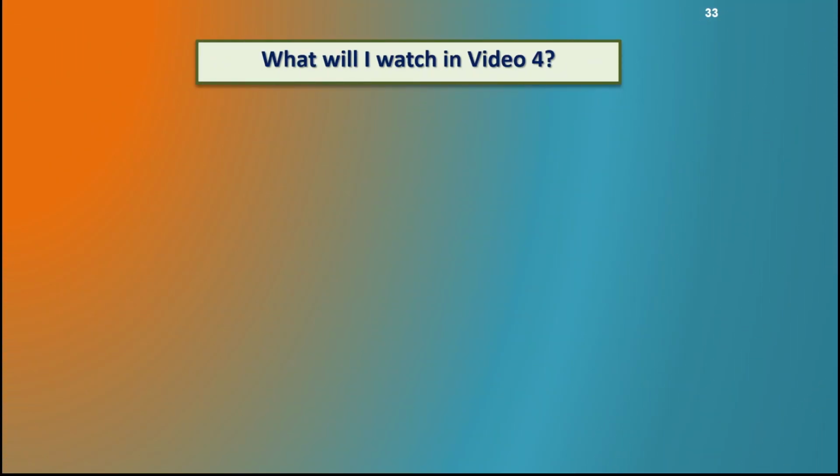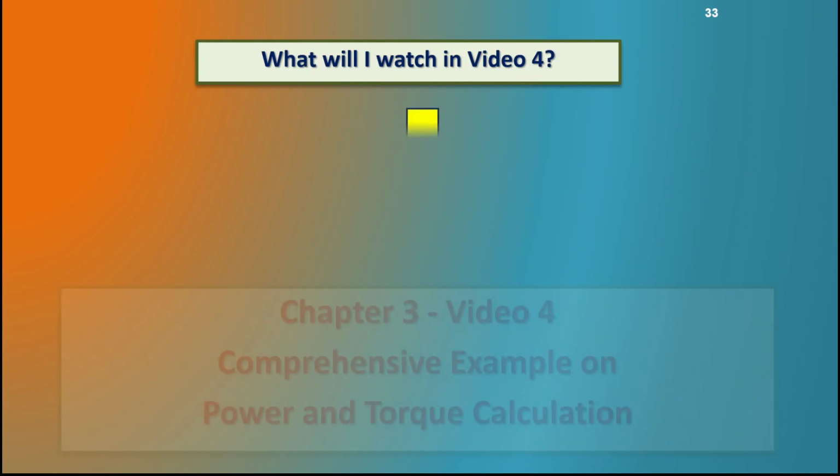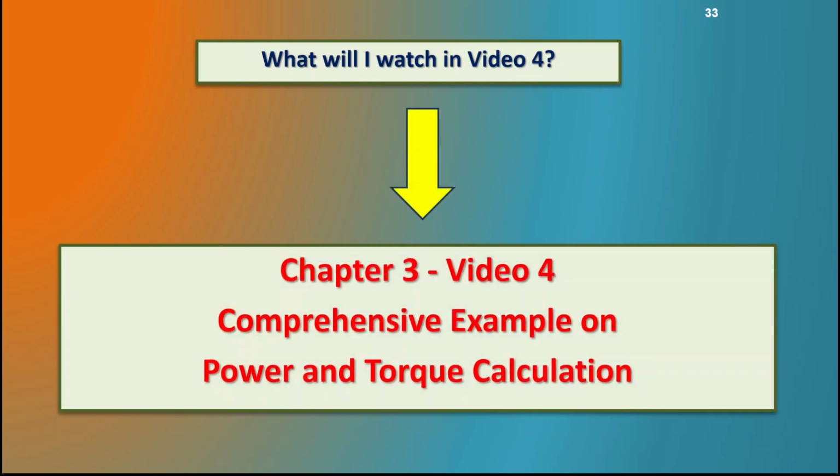If you noticed in video number 3, I gave you 2 examples. These examples cover the power flow diagram and torque calculation from the power flow diagram, but didn't speak about any torque points, something like starting, maximum, and so on. So what will I show in video number 4? In video number 4, we are going to cover a comprehensive example on power and torque calculation, including all the torque points. See you in the next video.